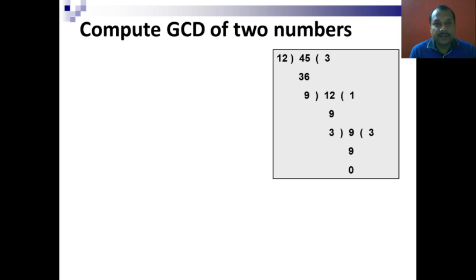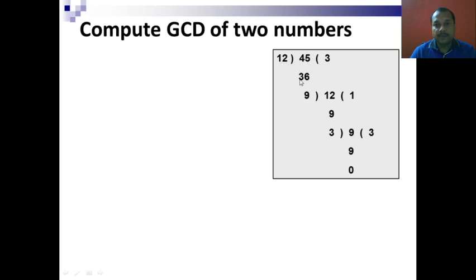Now another example is computing the GCD of two numbers. Two numbers are given here, 12 and 45. I believe you remember how to compute the GCD from your school days. First I am identifying which one is the larger between 12 and 45. Clearly 45 is the larger one, so I am dividing 45 by 12.